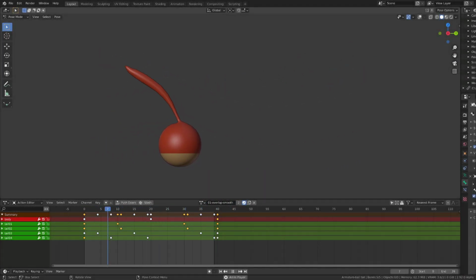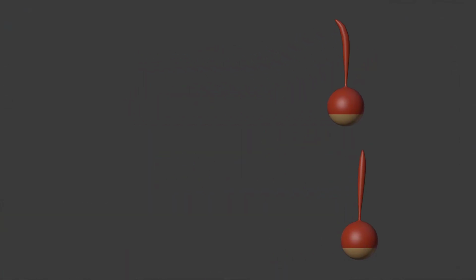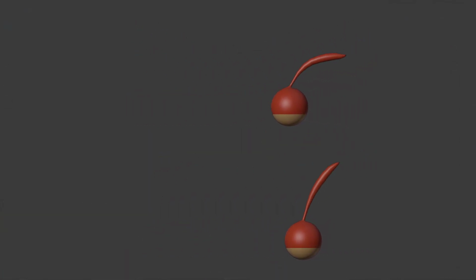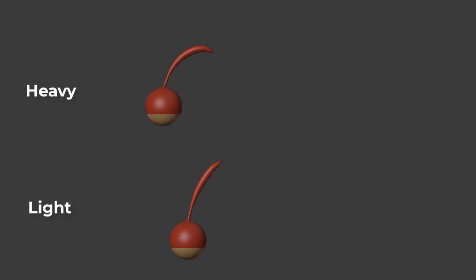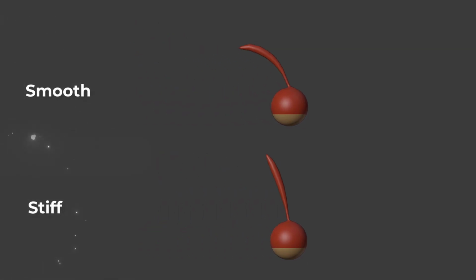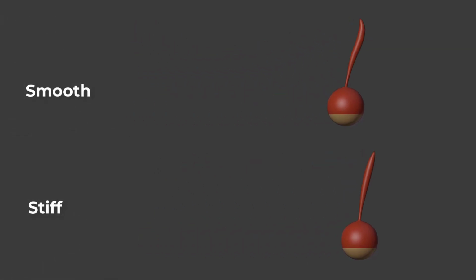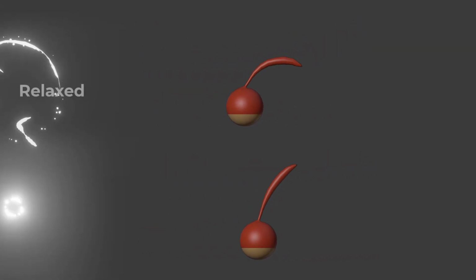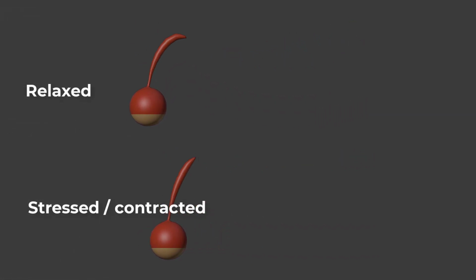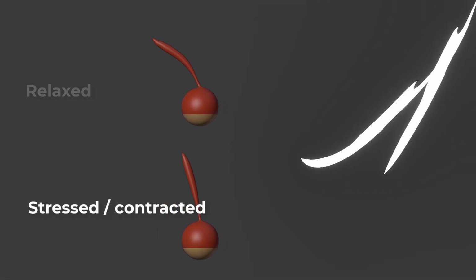A very important thing is those overlapping motions will communicate weight and stiffness of the material or the character you are animating. The more overlapping motion you have, the heavier it will feel. The more overlapping motion you have, the smoother it will feel also. So it can also communicate if your character is relaxed or stressed.